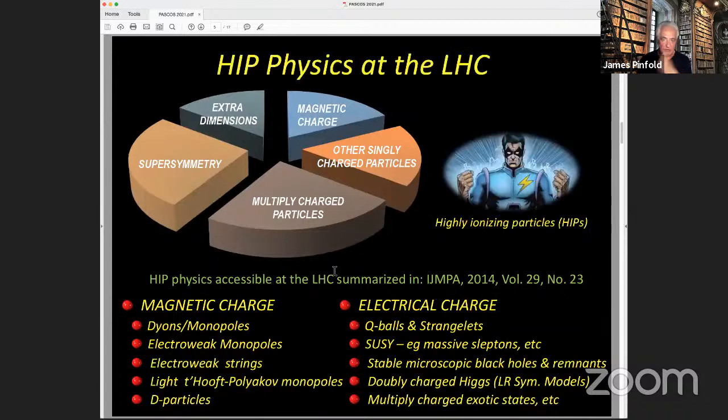So here are the physics issues for the MoEDAL detector at the LHC in run 2 and run 3. We can look, for example, for dyons and monopoles. Monopoles, if you want, are our Higgs boson. We know that the LHC was made to detect the Higgs. Our first baseline process is the monopole, but we can also look for dyons, electroweak strings.